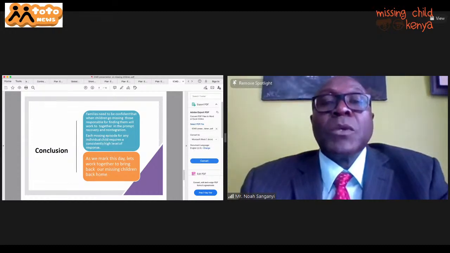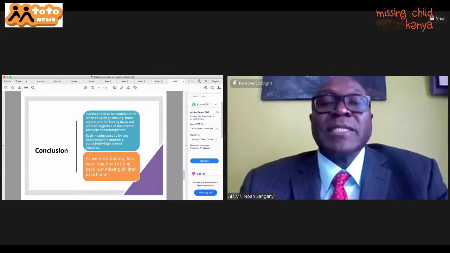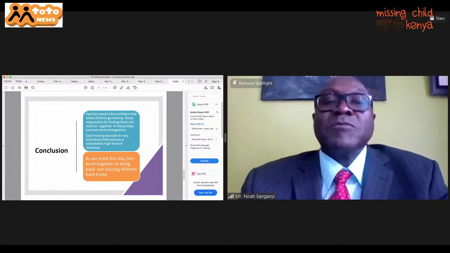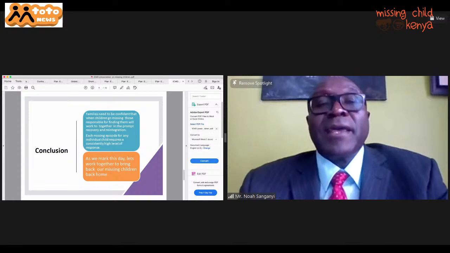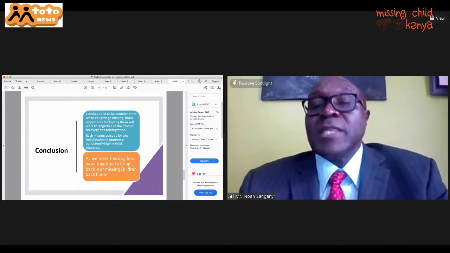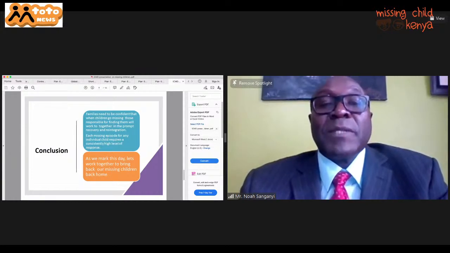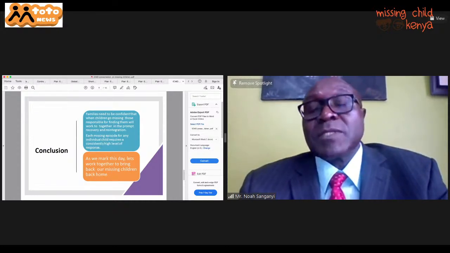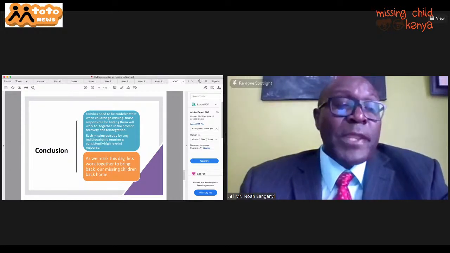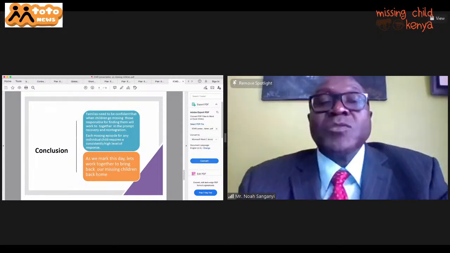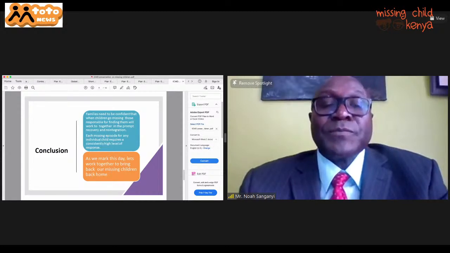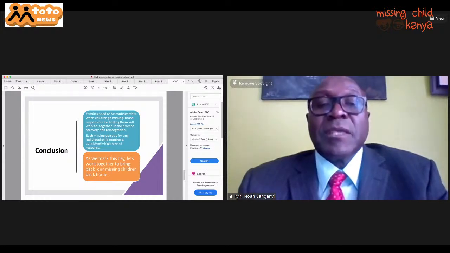In conclusion, we are saying that families need to be confident that when children go missing, those responsible for finding them will work together in the prompt recovery and reintegration. We are emphasizing reintegration so that children grow within their families. Each missing episode for any individual child requires a consistently high level of response. When a child is missing, that is a human being, and we need to respond as quickly as possible. As we mark this particular day, let's work together to bring our missing children back home.